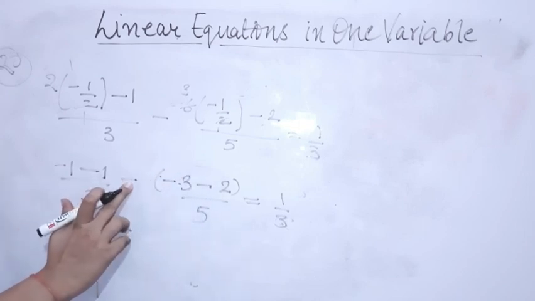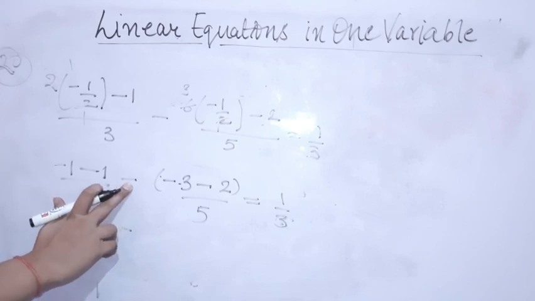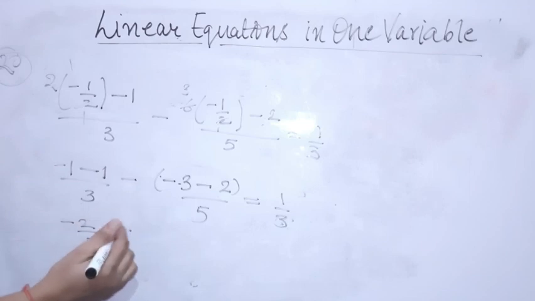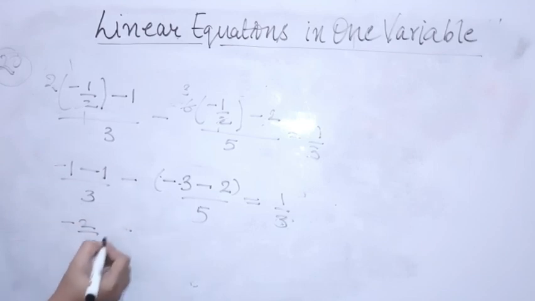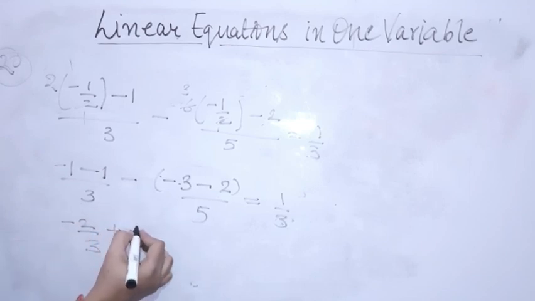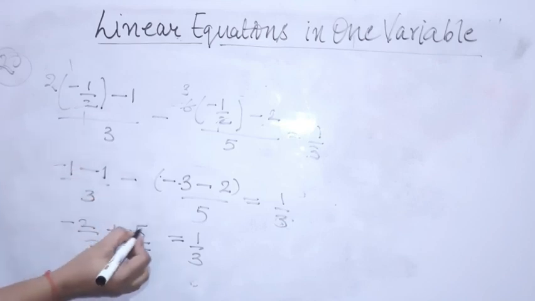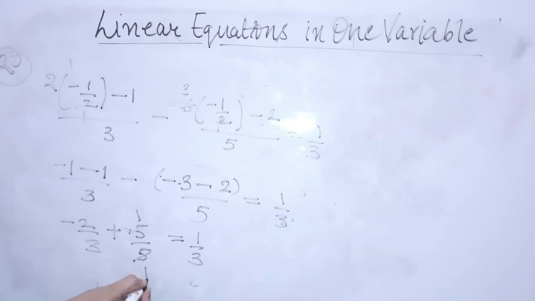But again there is a negative sign. So once it is multiplied by that, minus 5 multiplied by minus sign, it will become plus. So minus 2 by 3 plus 5 by 5 is equal to 1 upon 3. Okay. Now this 5 by 5 will be cancelled. 5 ones are 5, 1s are 1, because it can be simplified. Now writing the next step here.